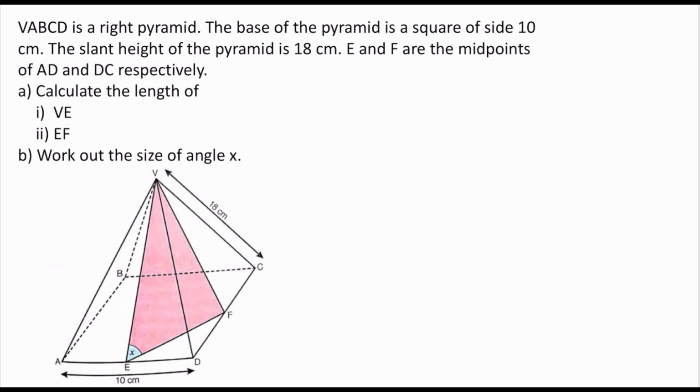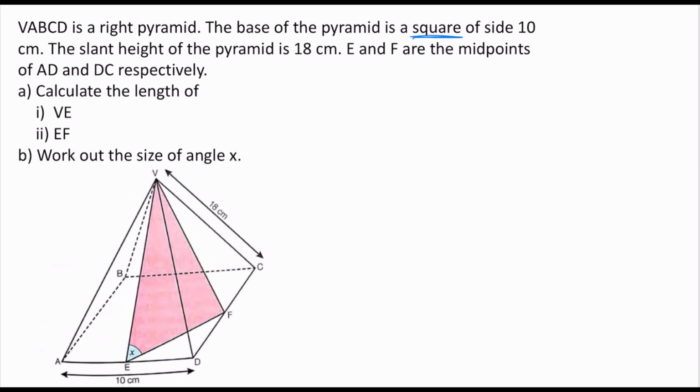VABCD is a right pyramid. The base of the pyramid is a square of side 10 centimeters. The slant height of the pyramid is 18 centimeters. E and F are the midpoints of AD and DC respectively. Calculate the length of VE, EF, and then work out the size of angle X.